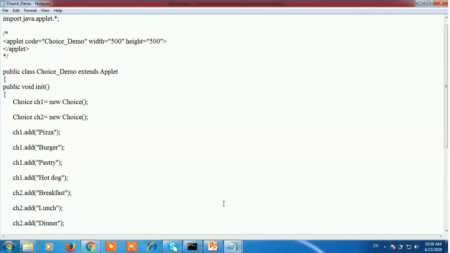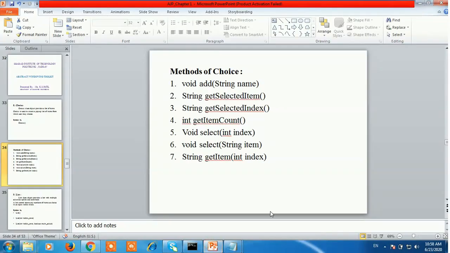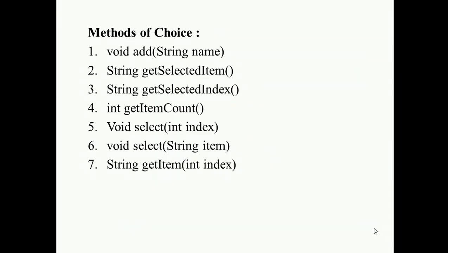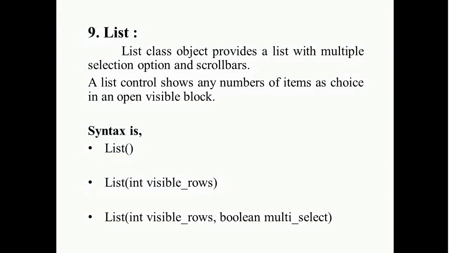Now see the next. The next AWT control is List. A List class object provides a list with multiple selection options and scroll bars. A List control shows any number of items as choices in an open visible block. The List class provides a compact, multiple-choice, scrolling selection list.